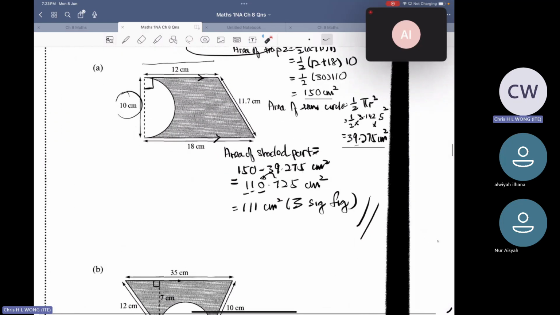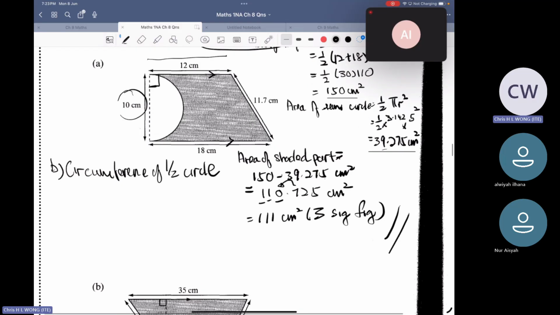B. I'll do B here. Circumference of half circle. Okay? Equals to 2 pi r divided by 2. Right? Yeah. Because it's a half circle, isn't it? So I'm going to divide by 2.